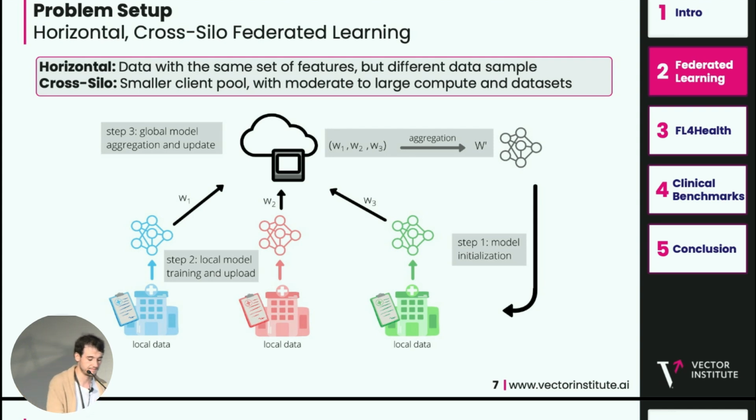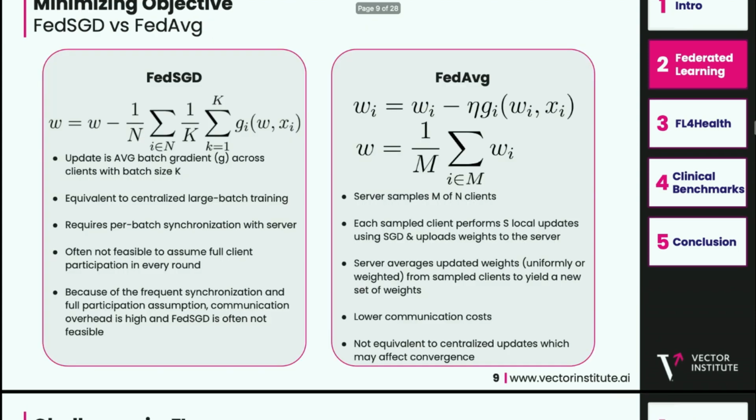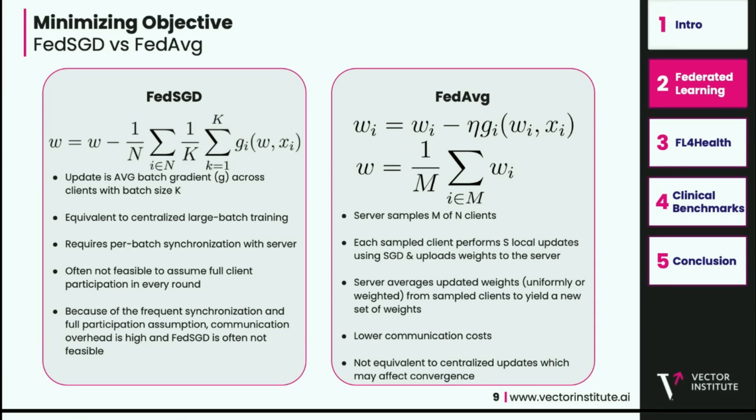in the next round. When we talk about federated learning, we're basically just trying to minimize the average expected loss across clients. Each client is going to have a loss function, let's call it F, that's a function of their local client data xi and w, the model weights. We're basically trying to find the weights that minimize the average expected loss. There are a few different ways that we can approach this objective. Two of the seminal ones are FedSGD and federated averaging.